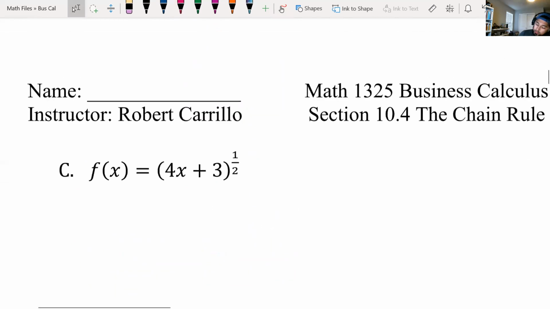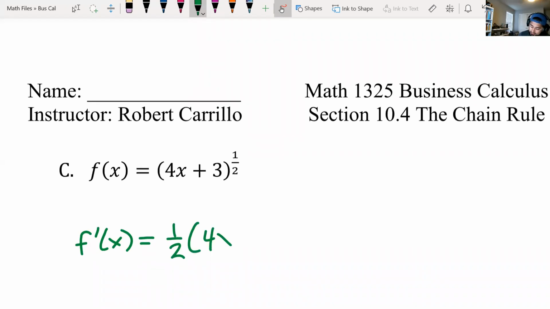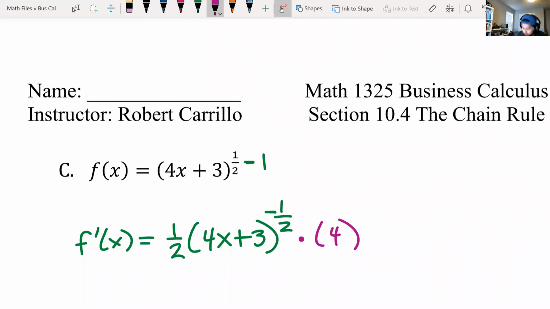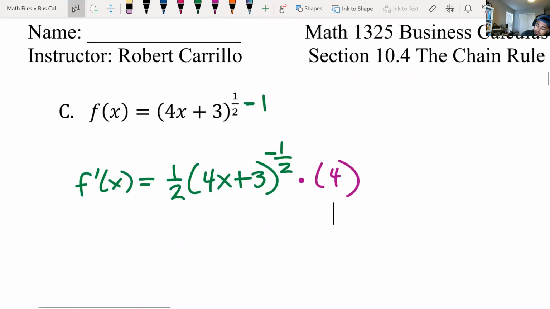C, 4x plus 3 to the 1/2. So the derivative by chain rule, you're going to get that 1/2 to come down. The inside stays the same. You take 1 away. 1/2 minus 1, I get negative 1/2. And then you multiply it by the derivative of the inside. What's my derivative here? 4. Just 4. Perfect.